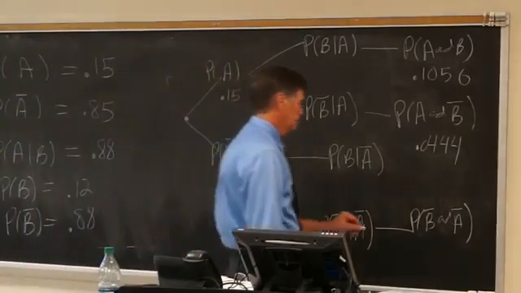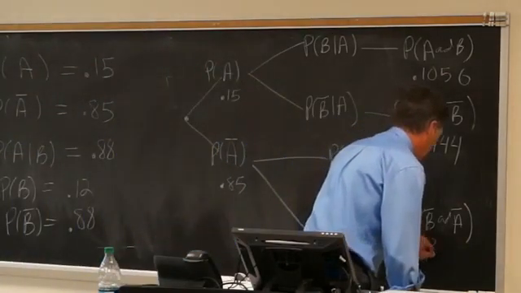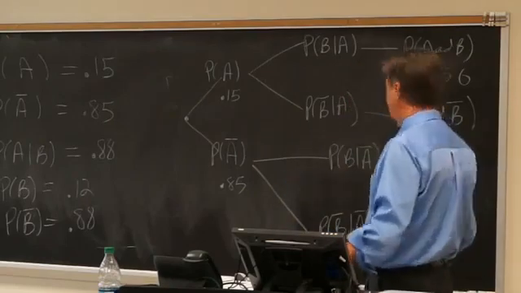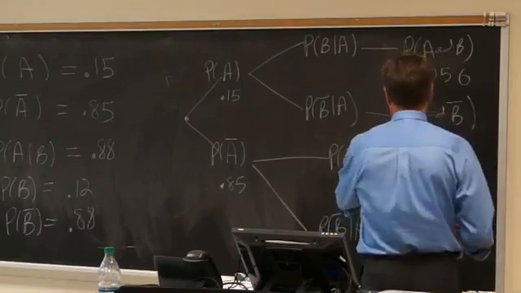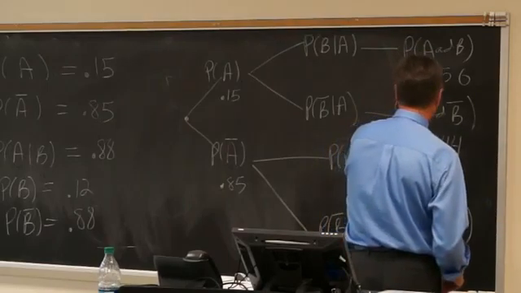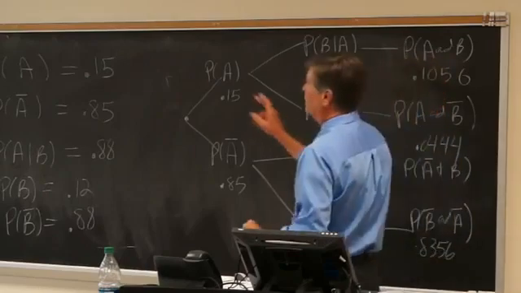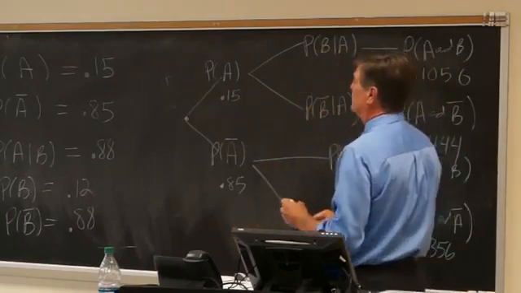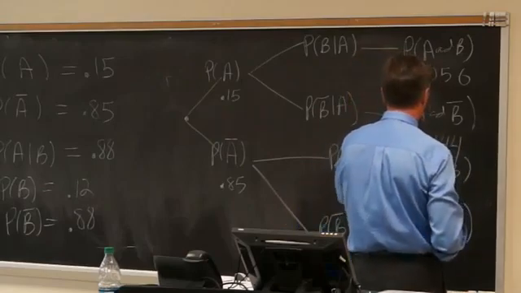0.8356. I realize you probably can't read that. That's below the podium, isn't it? And this one would be the probability of A bar and B. A bar and B is 0.0144.